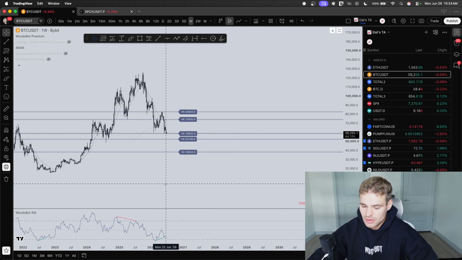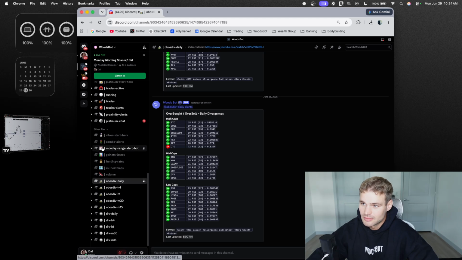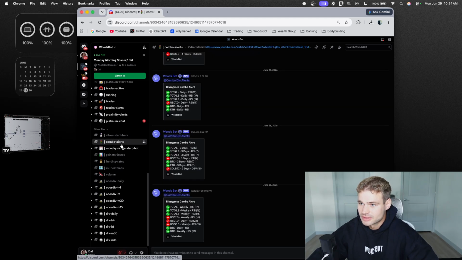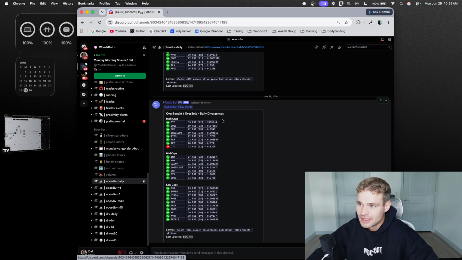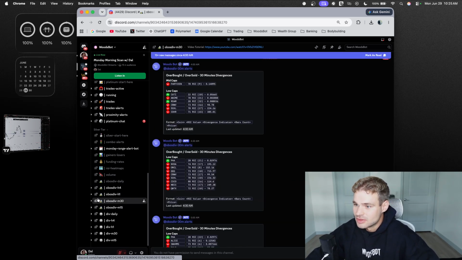Okay, so now let's take a look at how else I use some of the tools and bots. My favorite is obviously going to be the combo alerts every single time. When it comes to intraday trading or high time frame trading, combo alerts is the higher time frame. OBOS div daily is the high time frame. This is where you're looking for plays to play out for months. This isn't low time frame stuff. Once you start working down the OBOS divs, you'll get into the lower time frame intraday.